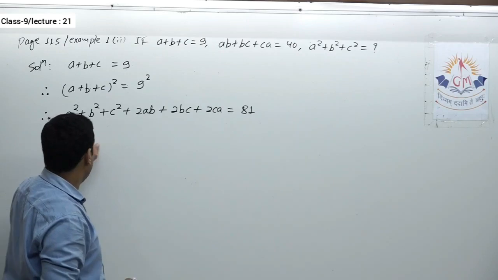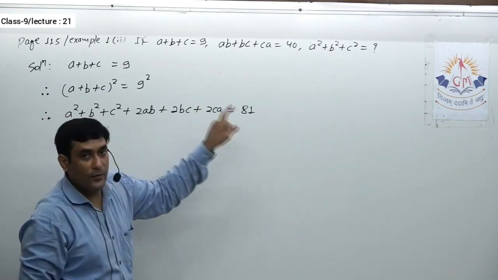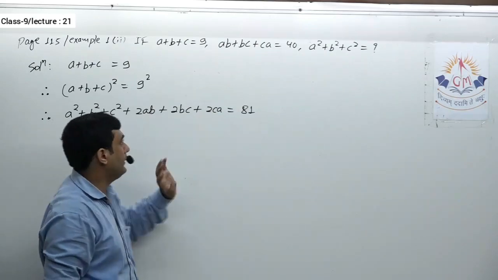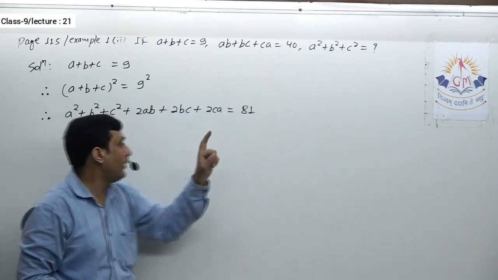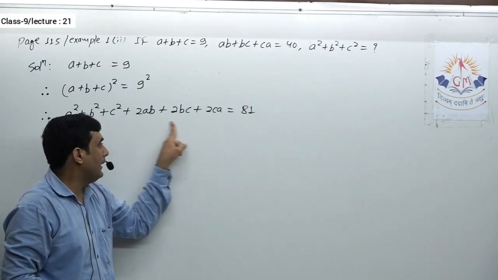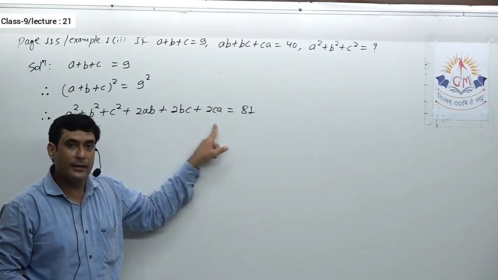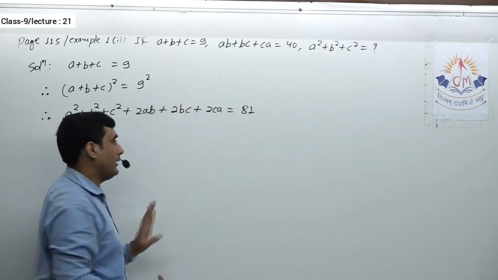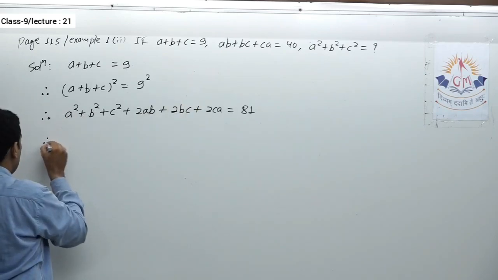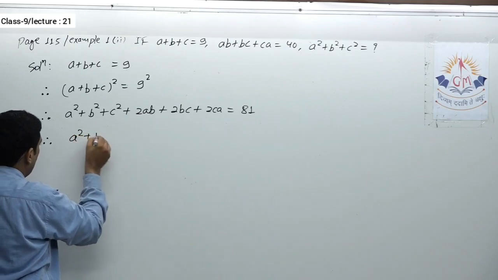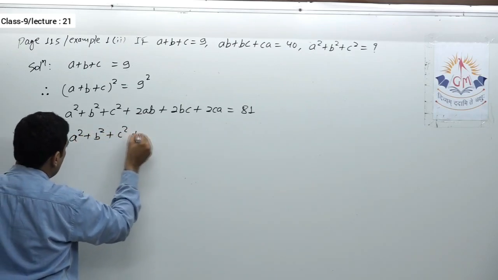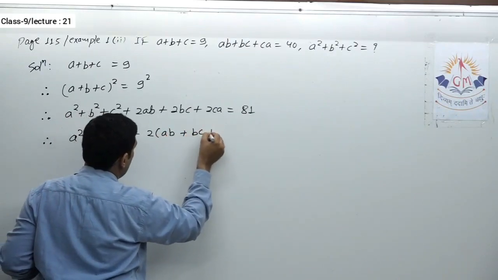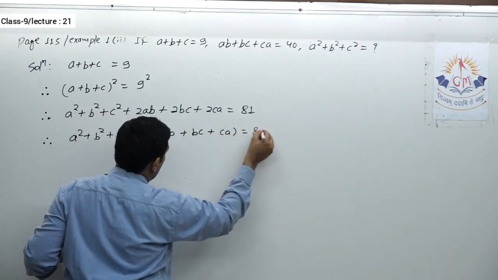Now again over here a² + b² + c² we have to obtain. Over there it was asked ab + bc + ca, here ab + bc + ca is given. So if you observe, ab + bc + ca is not given directly, but after taking 2 common we will get that exact expression over here. So I write this a² + b² + c² as it is. Here I will take 2 common. So 2(ab + bc + ca) is equal to 81.